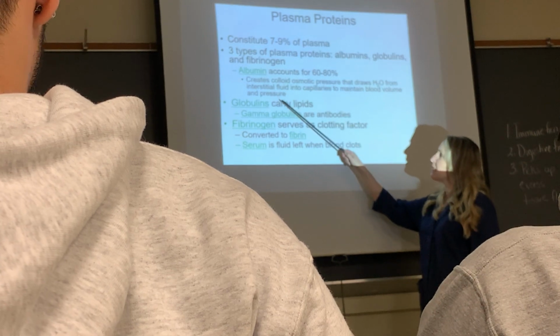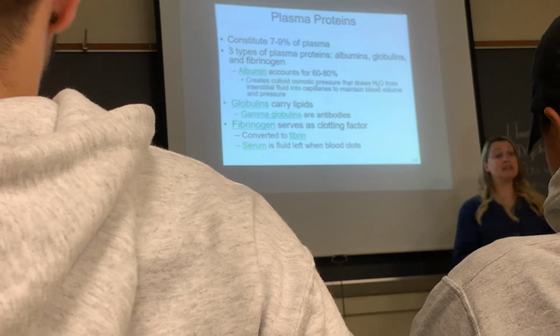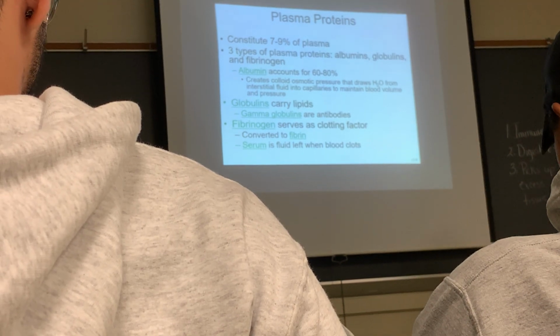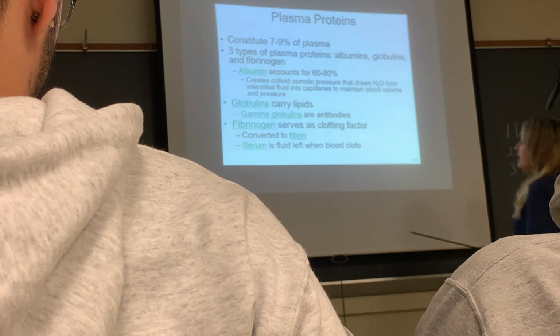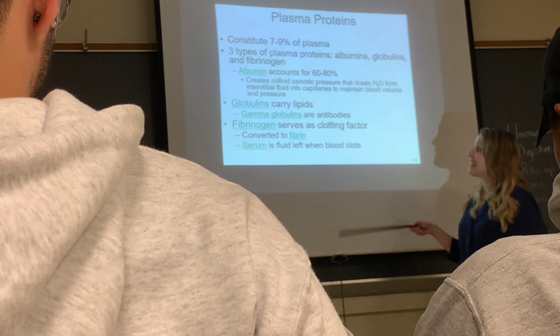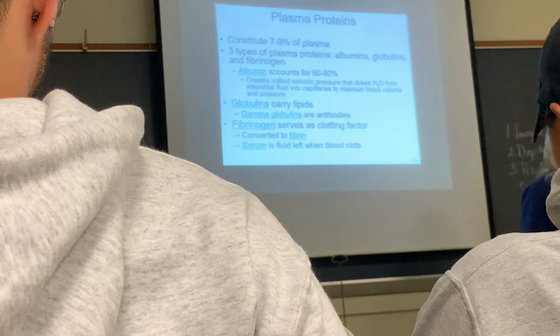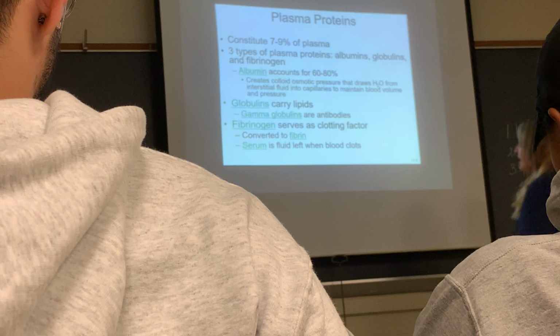Alright, so anyhow, another type of protein are the globulins. They carry lipids. So these are things like your high density lipoproteins or your low density lipoproteins, LDLs. Those are the globulins. We have another type of globulin that's a gamma globulin. These are the antibodies. And then another protein, which we're talking about on Tuesday, is fibrinogen, which is very important for clotting.